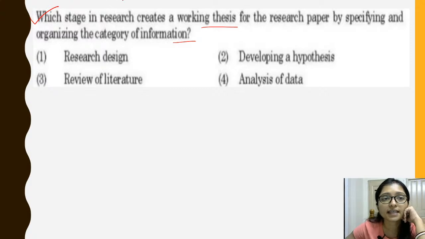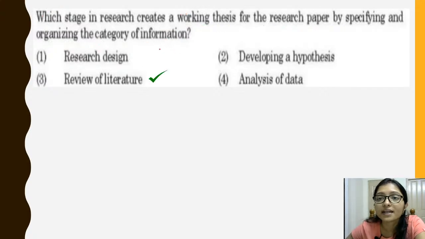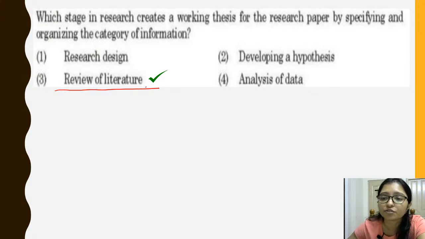So it is asking which stage in research creates a working thesis for the research paper, by specifying and organizing and categorizing information. So you are creating a research paper, which means this is the review of literature. When you are doing the review of literature, only then you have to do this. So who was correct? Vikrant was correct, Sarita was correct. Vanu, Anjana and Debarati were wrong.